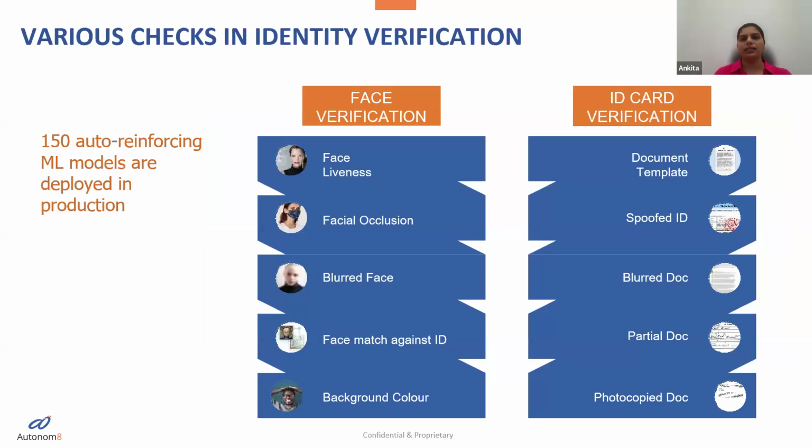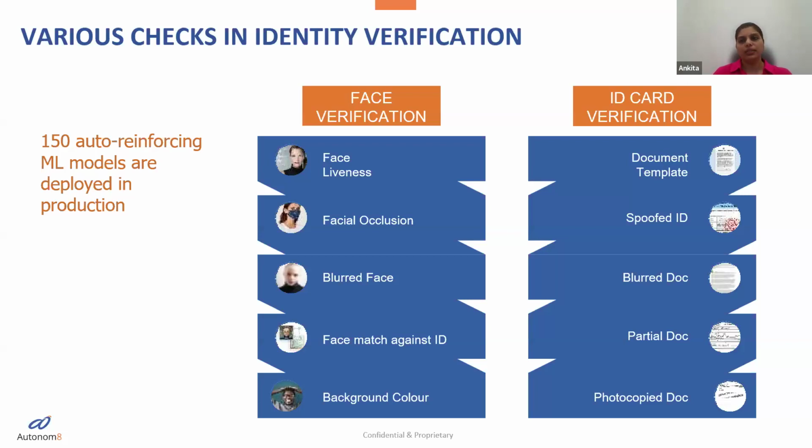Now, when we spoke about identity verification, we mainly see it as two parts. One is a face verification, where we will check the liveliness of the person. We can check if the person's face is not covered, as in the person should not be wearing sunglasses or a mask or covering the face with any kind of scarf. Then we can check if the person's face is blurred or not. And if it is not blurred, we could match the live identity with the reference document identity. And lastly, we could also check if there's any restriction on the background color while performing these checks.